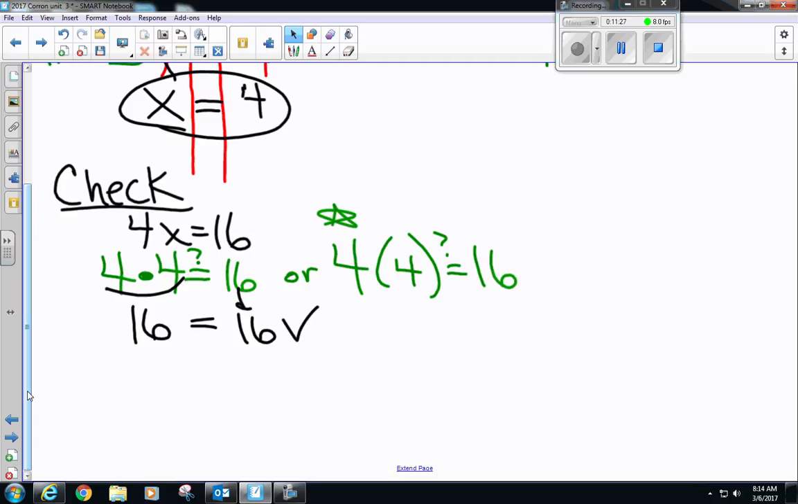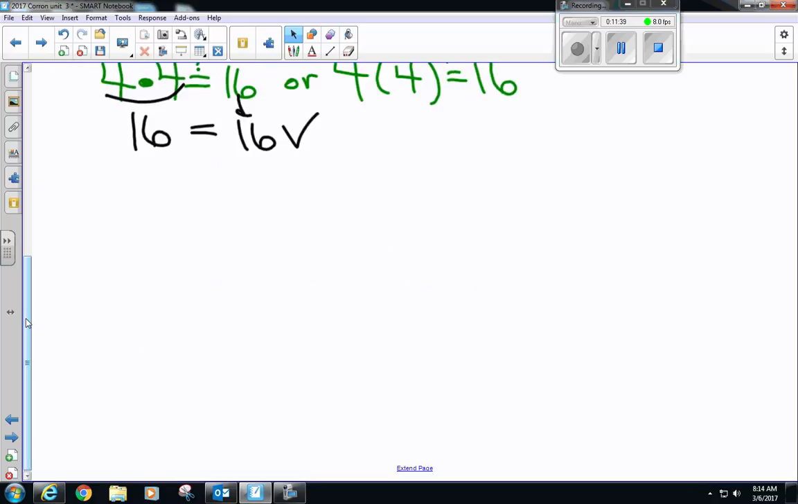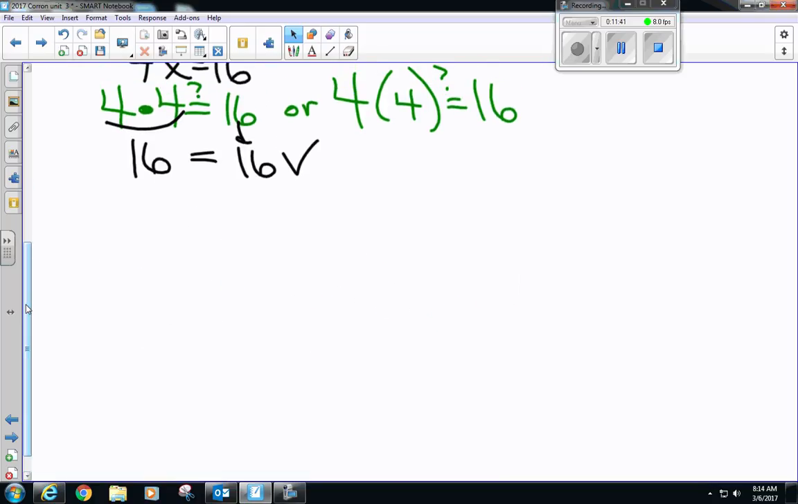Pretty much the same process, just multiplying and dividing. Okay? So let's do one more multiplication one underneath this one. Now obviously you could multiply with decimals and you can multiply with fractions. So expect those as well.